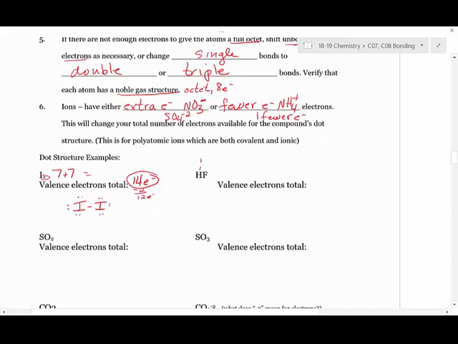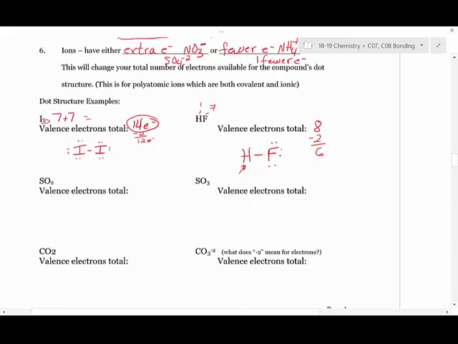Let's do HF. H has 1 electron. Fluorine has 7. 1 plus 7 is equal to 8. This one I think is going to be very simple. Hydrogen has a bond on it. It wants 2 electrons, so it has all that it needs. We now have 6 electrons left to place, and I'm going to put them on the fluorine. And you see that the fluorine is going to have 2, 4, 6, 8 total electrons, and that is going to be a valid Lewis dot structure for HF.